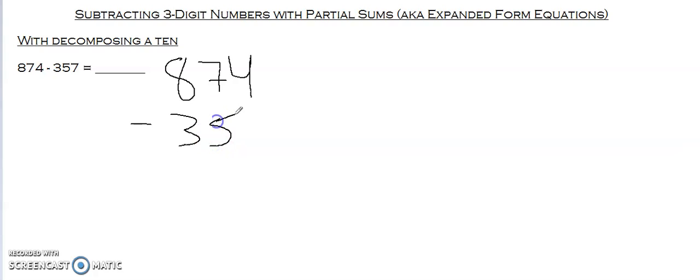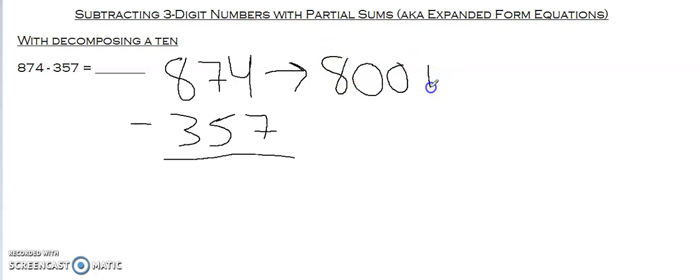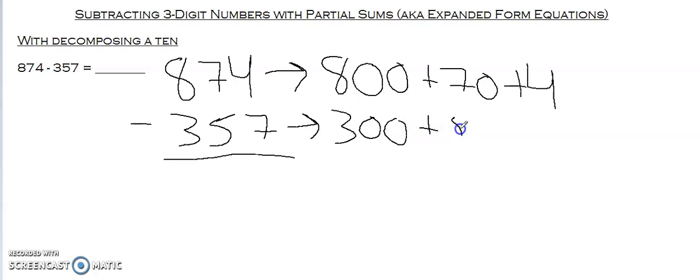In this next example, we are going to have to decompose a 10 or regroup a 10. So we want to change our equation into that vertical equation again. 874 minus 357. We'll take the 874 and put it in expanded form, 800 plus 70 plus 4. And then we'll take 357 and put it in expanded form, 300 plus 50 plus 7.